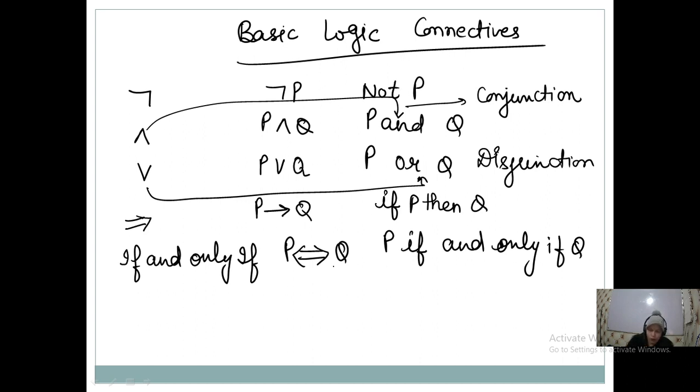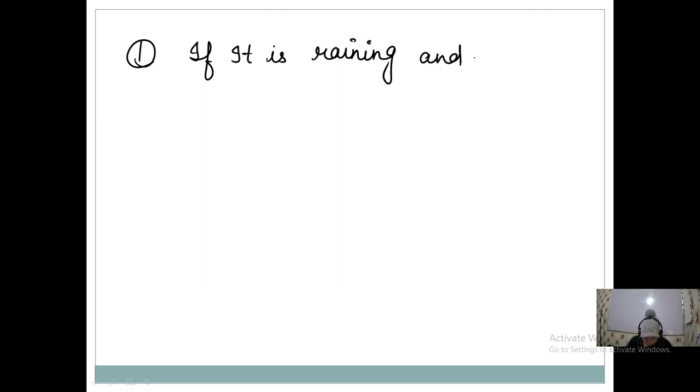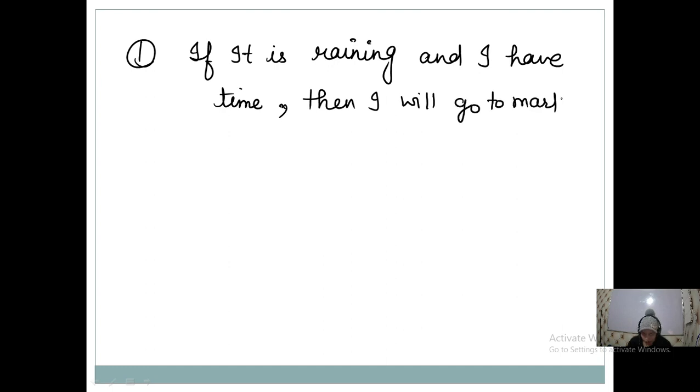Now I am going to solve some examples related to these logical connectives. First, we are given: if it is raining and I have time, then I will go to market.